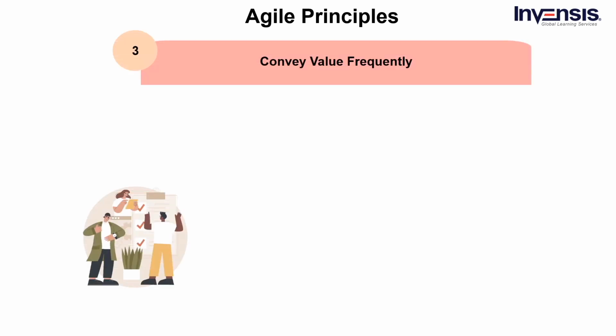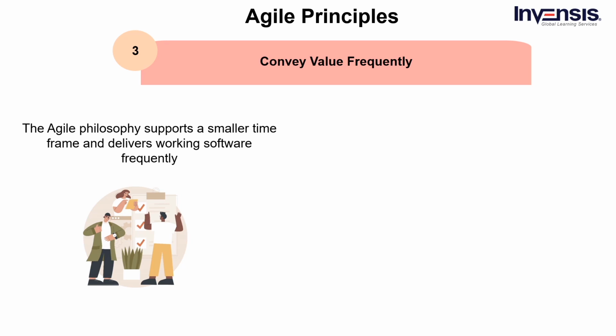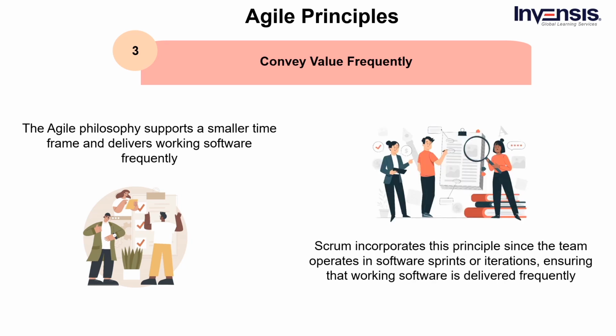Convey value frequently. The Agile philosophy supports a smaller time frame and delivers working software frequently. This iterative process requires team members to improve their performance continuously. Scrum incorporates this principle since the team operates in software sprints or iterations, ensuring that working software is delivered frequently.